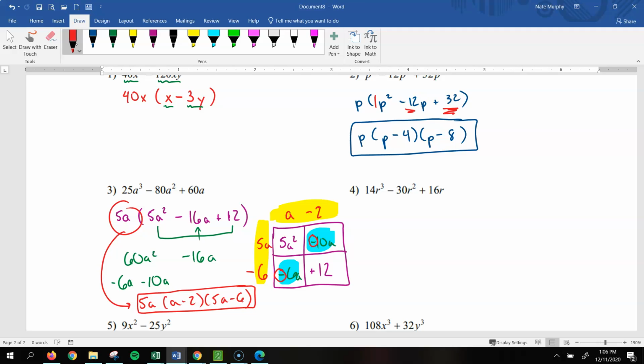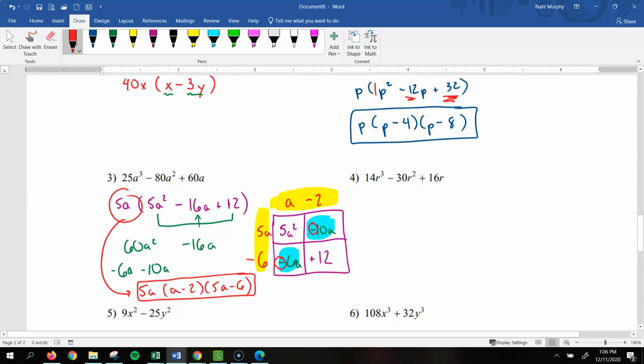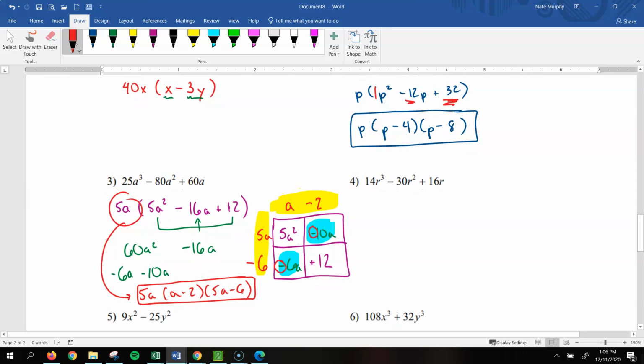All right, I want you to try one on your own. I want you to try this next one because it's going to be very similar to the one that we just did. You're going to start by looking for a greatest common factor between 14r cubed, 30r squared, and 16r. You're going to find a greatest common factor first, just like we did in some of these other ones, and then I want you to factor that down further. So why don't you go ahead and pause this video and hit play when you're ready to check to see if you've done it correctly.